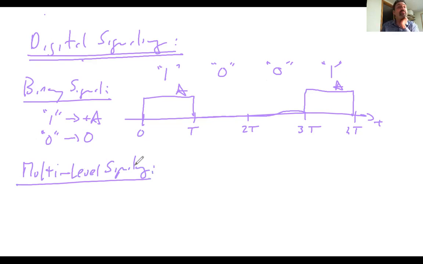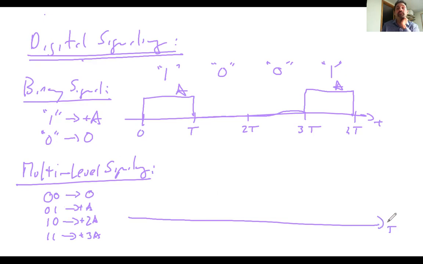So suppose I transmit 2 bits for every T seconds. So that means I have 00 01 10 11. Suppose that's 0, that could be plus A, plus 2A, plus 3A. So what this means is, let's say 0T, 2T, 3T, 4T.